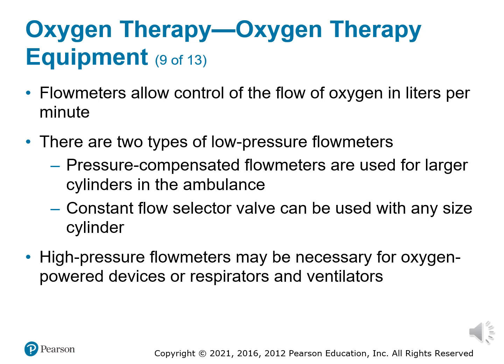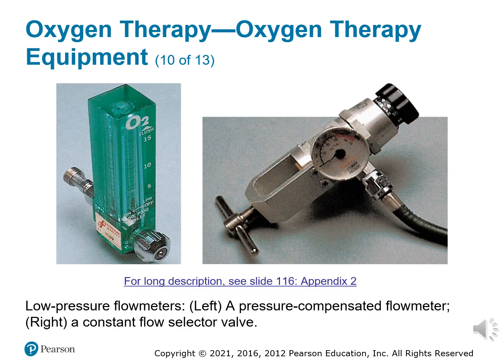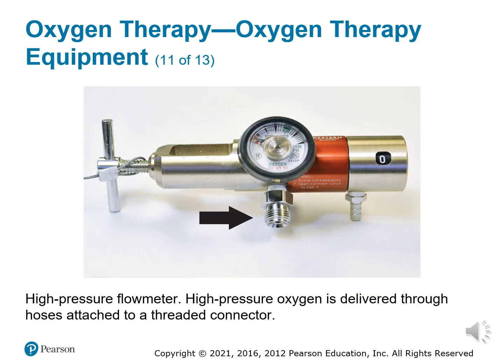There are two types of low pressure flow meters. Pressure compensated flow meters are used for larger cylinders in the ambulance. A constant flow selector valve can be used with any size cylinders. High pressure flow meters may be necessary for oxygen powered devices or respirators and ventilators. Here are examples of low pressure flow meters. Here is a high pressure flow meter.